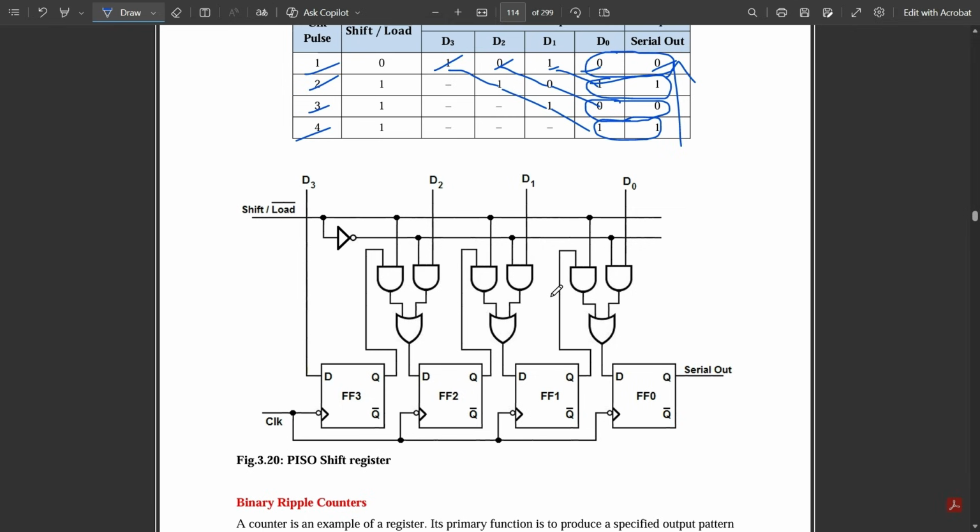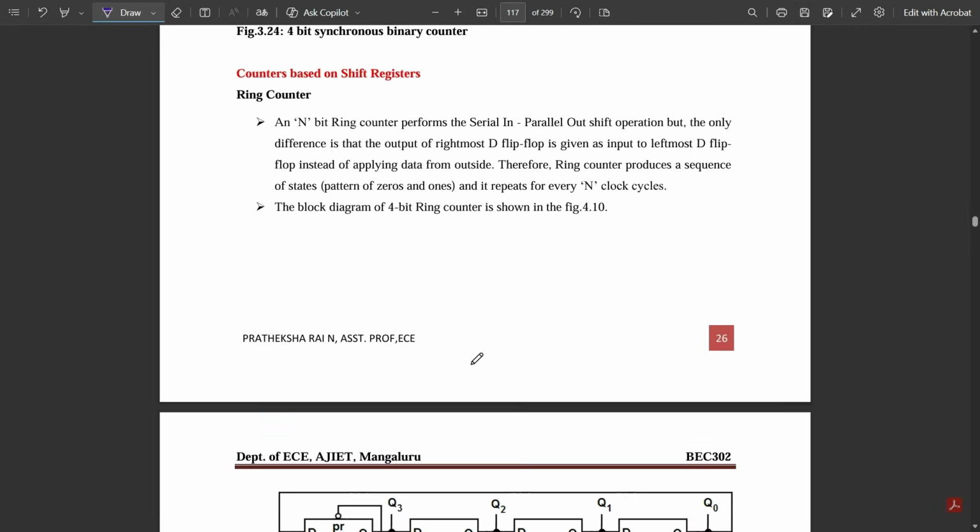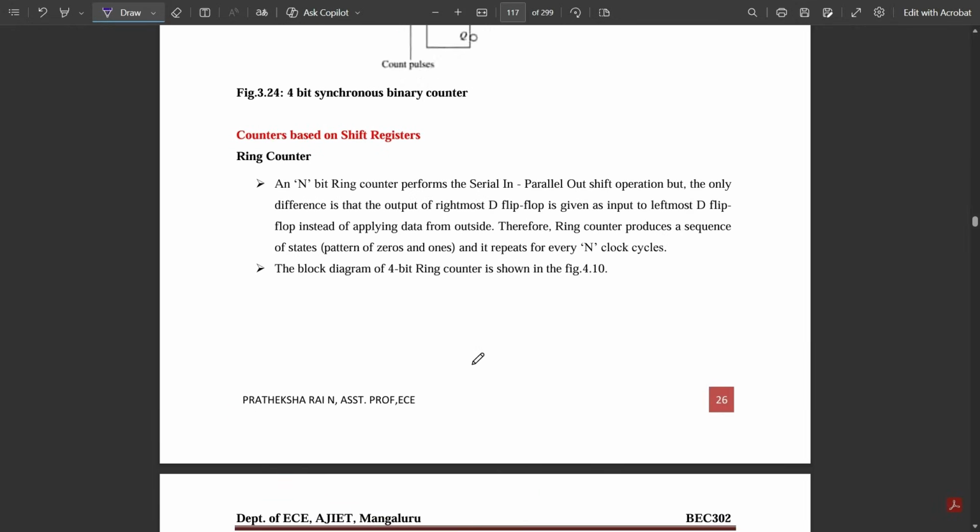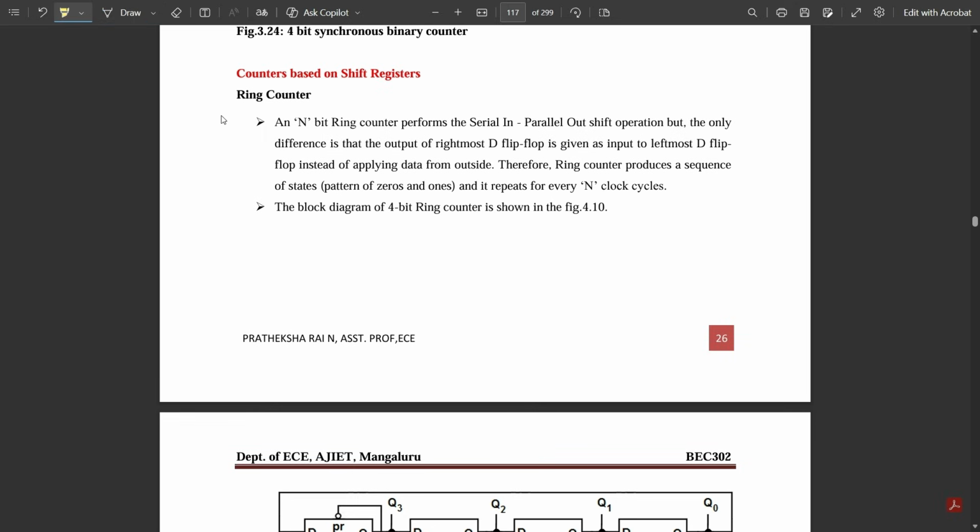Next, let us see some more counters based on shift registers, which are very important. There are basically two counters which you need to know here. One is called the ring counter, and another one is called the Johnson counter. This is very simple. I'll tell you how it is.